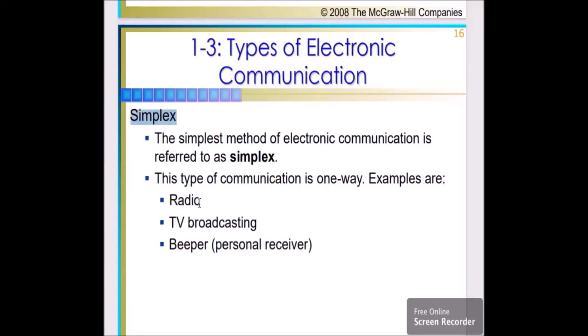One way lang. Okay? TV. Di ba nanonood ka lang, wala kang control, hindi ka nakakapag-send sa kanila ng signal. Although nakakontrol mo naman yung channel, pero what I mean is, you don't really communicate with them. Diba? You just receive signals from them. So this is just one way.